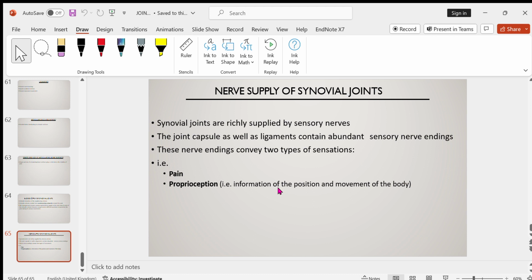Next is the nerve supply of joints. The joints are supplied by sensory nerves and they perceive proprioception as well as pain.